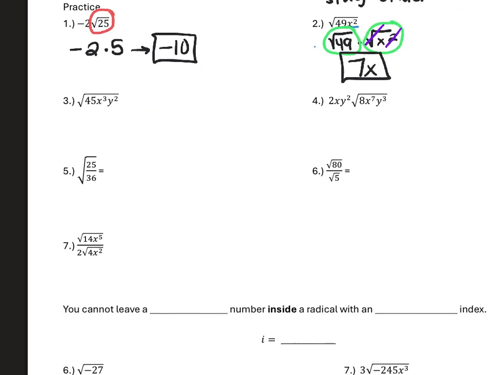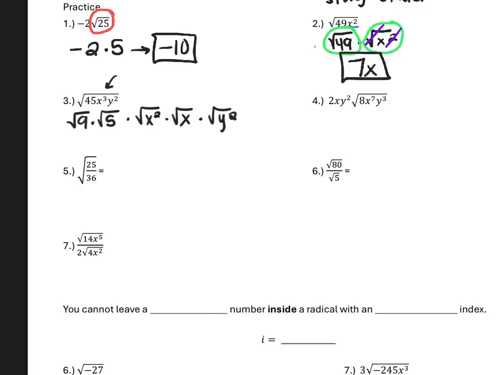Number 3, how can I rewrite 45? 5 times 9. Good. 9's a perfect square. So I'll do square root of 9 times square root of 5. When you have variables that go to exponents, remember your exponent rules. So x to the third could be rewritten as x squared times x, right? Because if we are multiplying, we would add the exponents. So to get to x to the third, we could do x squared times x, and then times y squared.